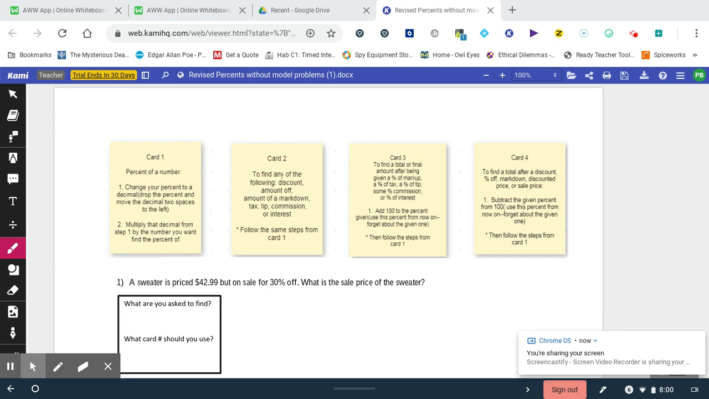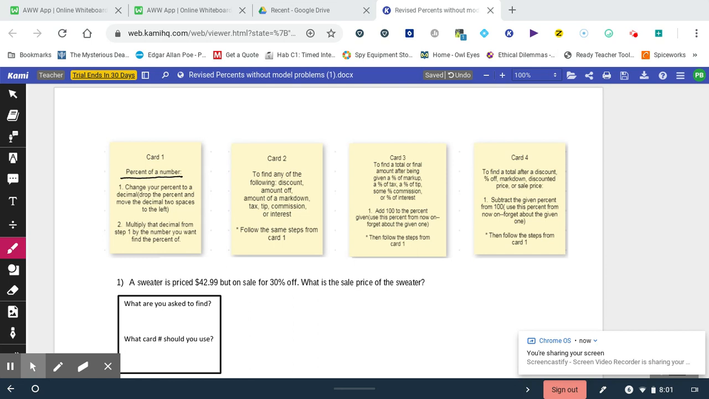So if you look at card 1, we're only going to be asked to find a percent of a number. So if you're only asked to find a percent of a number, I want you to use card 1. Like if I might ask you, what's 60% of 900? Or what is 30% of 50? Or, I don't know, 80% of 72. That's just finding a percent of a number. So you would follow these steps.